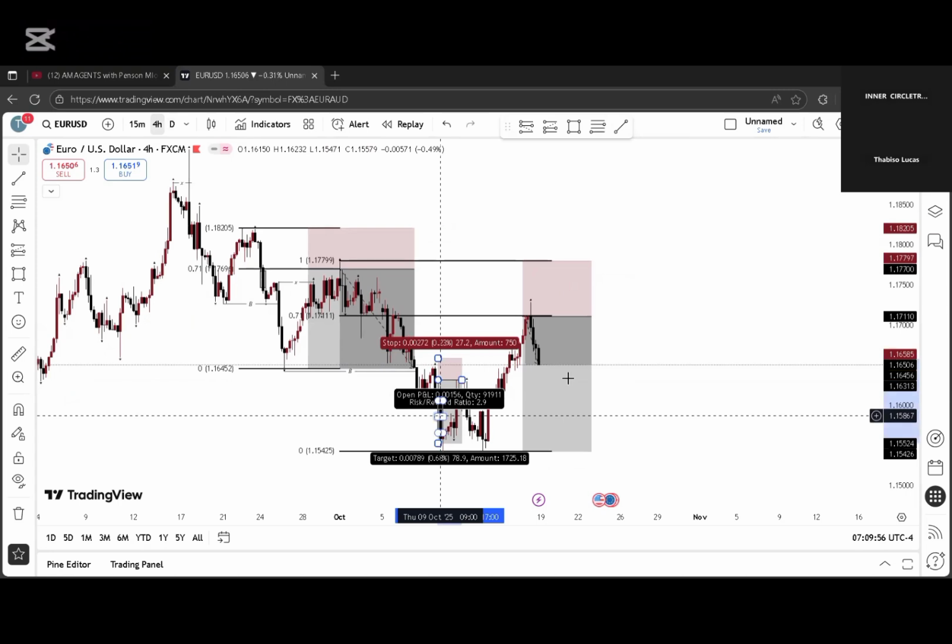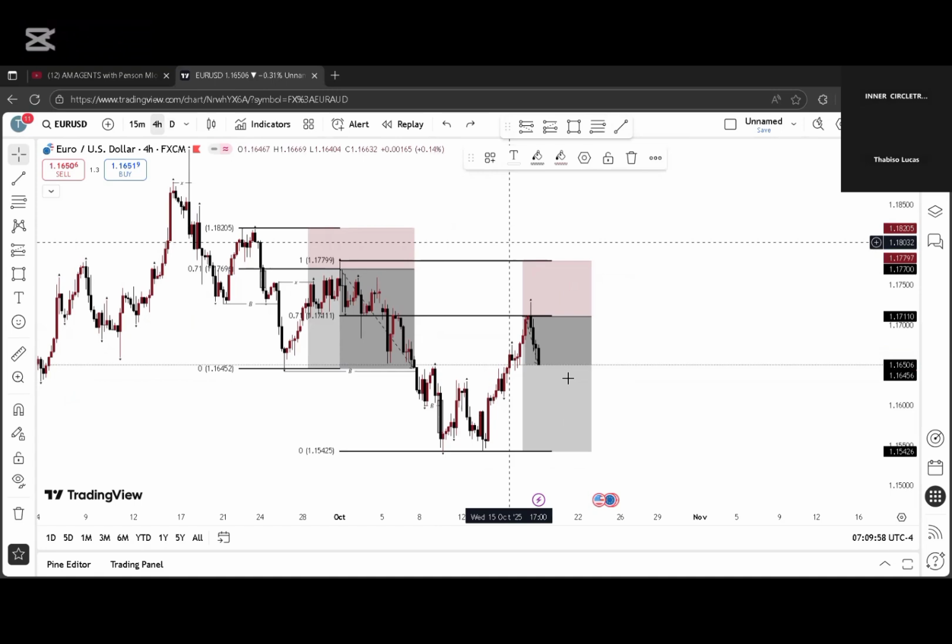The connection here is bad. It's bad, bad, bad. So I took this trade.